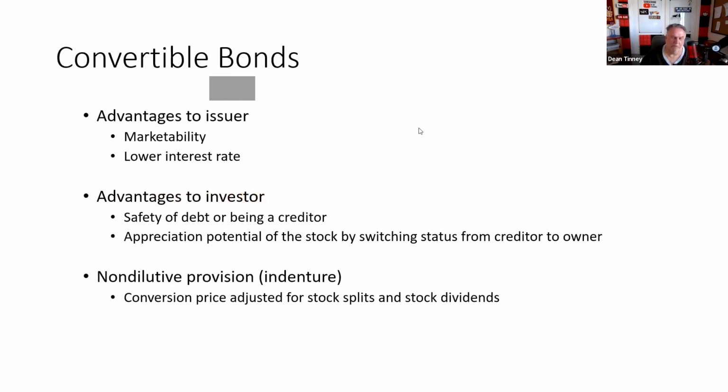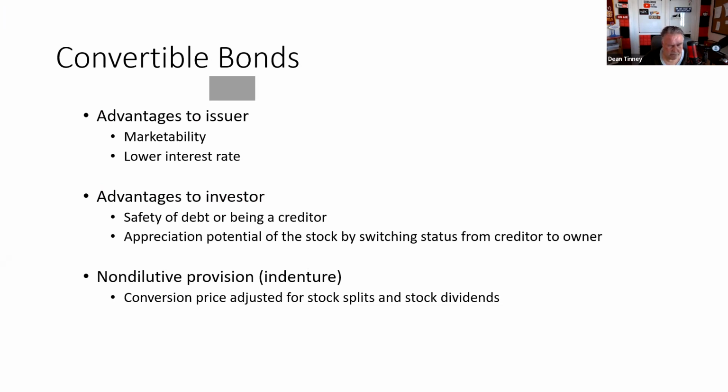All right. So convertible bonds. What are the advantages to a corporation of issuing a convertible bond? It makes their debt more marketable and it lowers the interest rate they would pay on the bonds. More importantly for us as investors, it gives us the safety of the debt because we're a creditor, and it gives us potential upside of the stock because we can switch our status from creditor to owner.